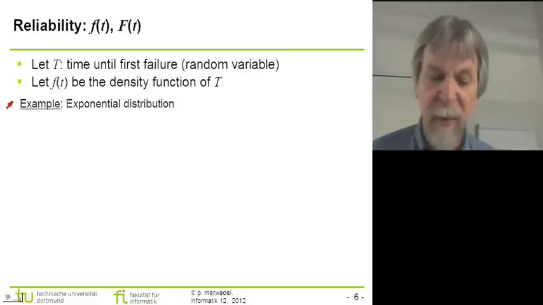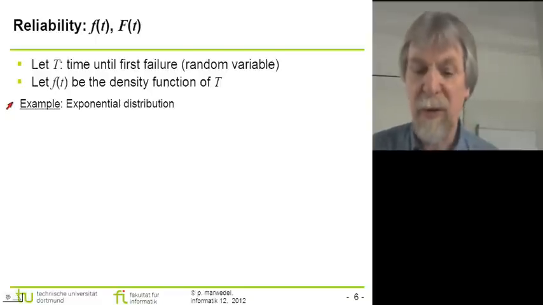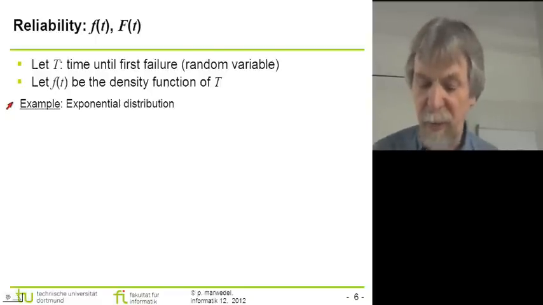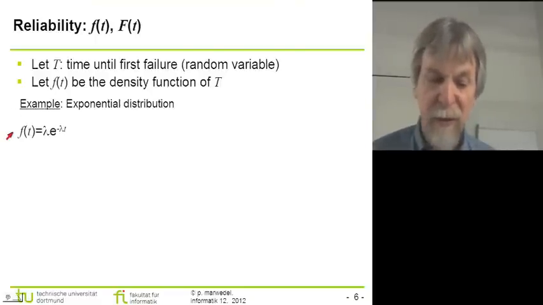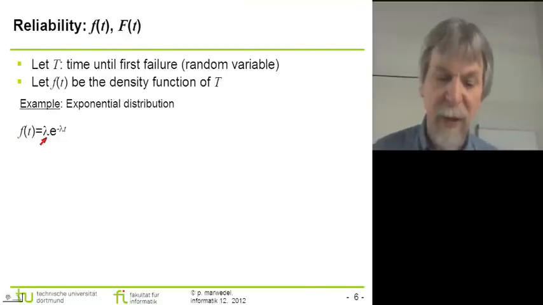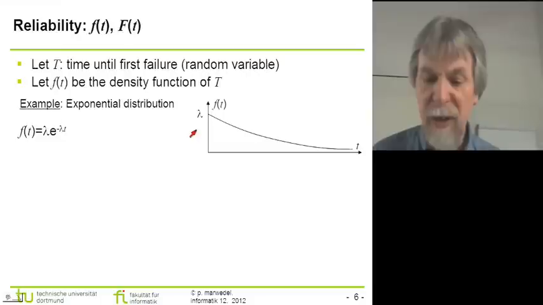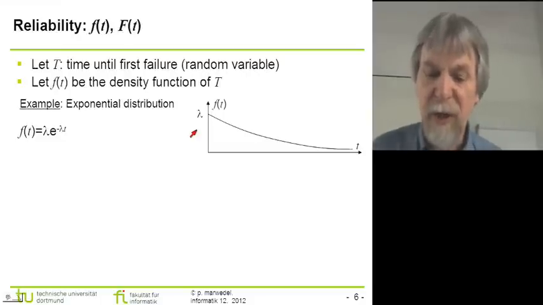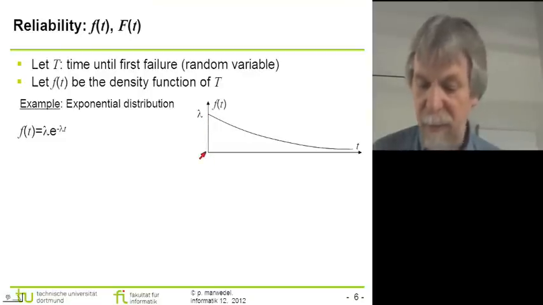As an example of a density function, I'm considering the exponential distribution, where the density function is shown on the slide. The density function is equal to lambda times e to the power of minus lambda t. We can visualize that function graphically. You see that we have this exponential decrease starting from a value of lambda for t equals 0.